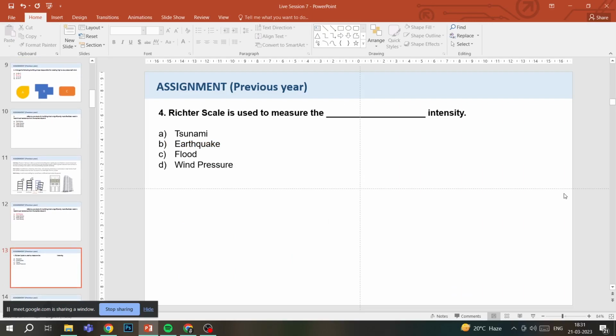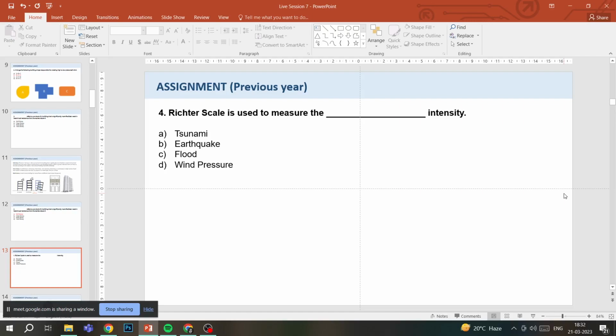Moving forward, question number 4. Richter scale is used to measure the dash intensity: tsunami, earthquake, flood, or wind pressure. There are a lot of devices that are used to measure earthquakes, wind pressure, and water levels and whatnot. Of course, I'm not an expert in all those things, but we all know a few things which are common knowledge. There are many technological developments, and many devices have been invented to measure the intensity of these kinds of hazards or disasters.